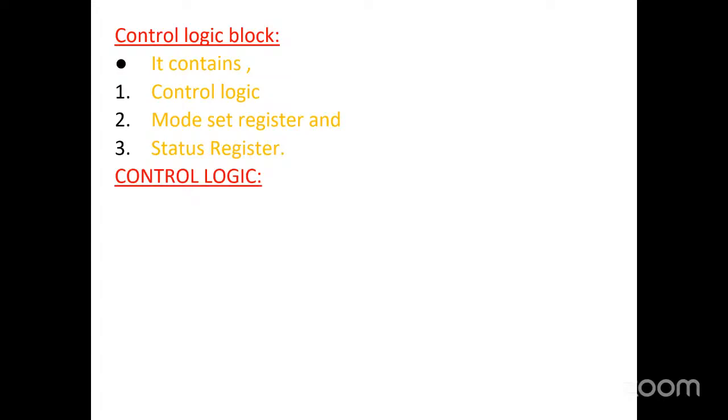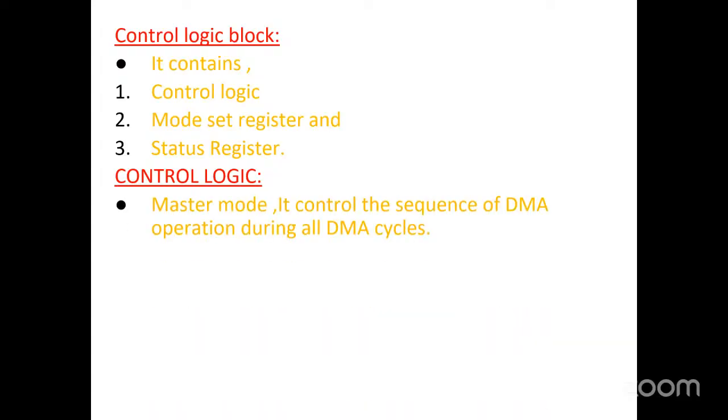Next, modes. The second block is the control logic block. It contains control logic, mode set register and status register. Mode set is similar to the control word register in 8255. Control logic, in master mode, controls the sequence of DMA operation during all DMA cycles and data transfer between the external devices.